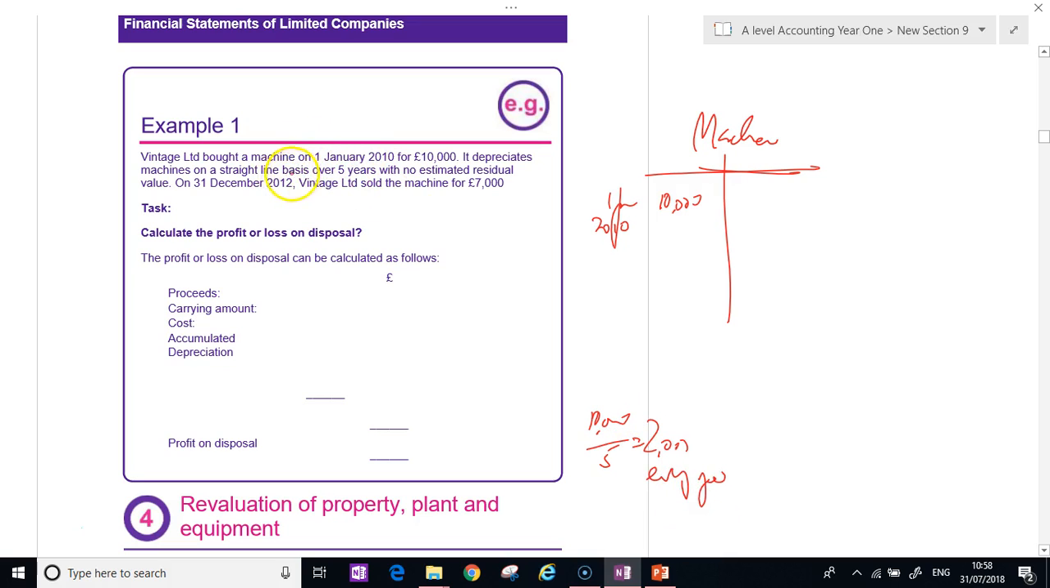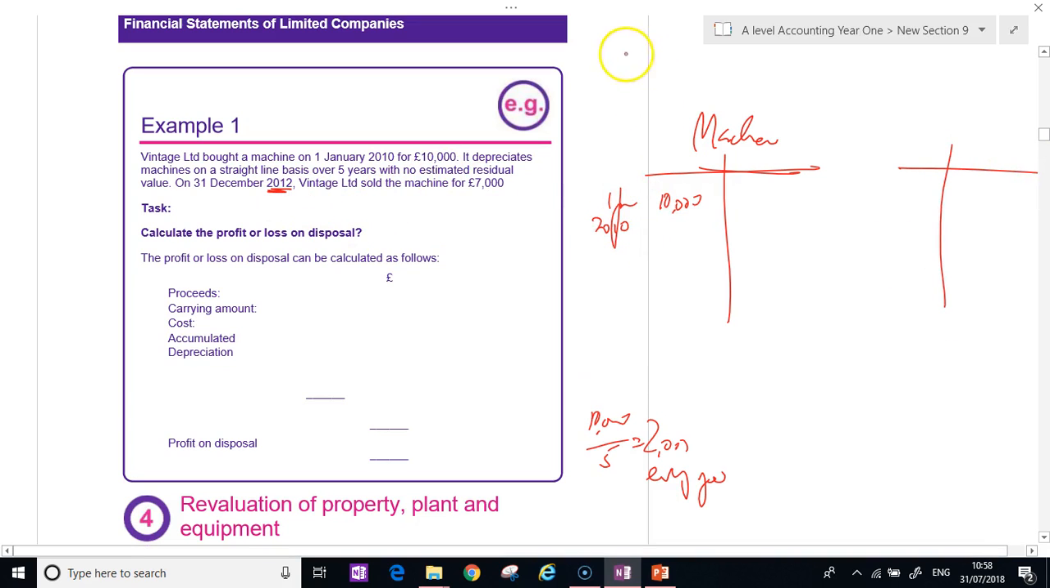And then it says that on the 31st of December 2012, Vintage decides to sell the machine. Which means that if we're doing 31st of December 2012, right now we're in January 2010. So we have 2010 to December 2010. That's 1 year. 2011 is another year. 2012 is another year. So we've had this asset for 3 years.